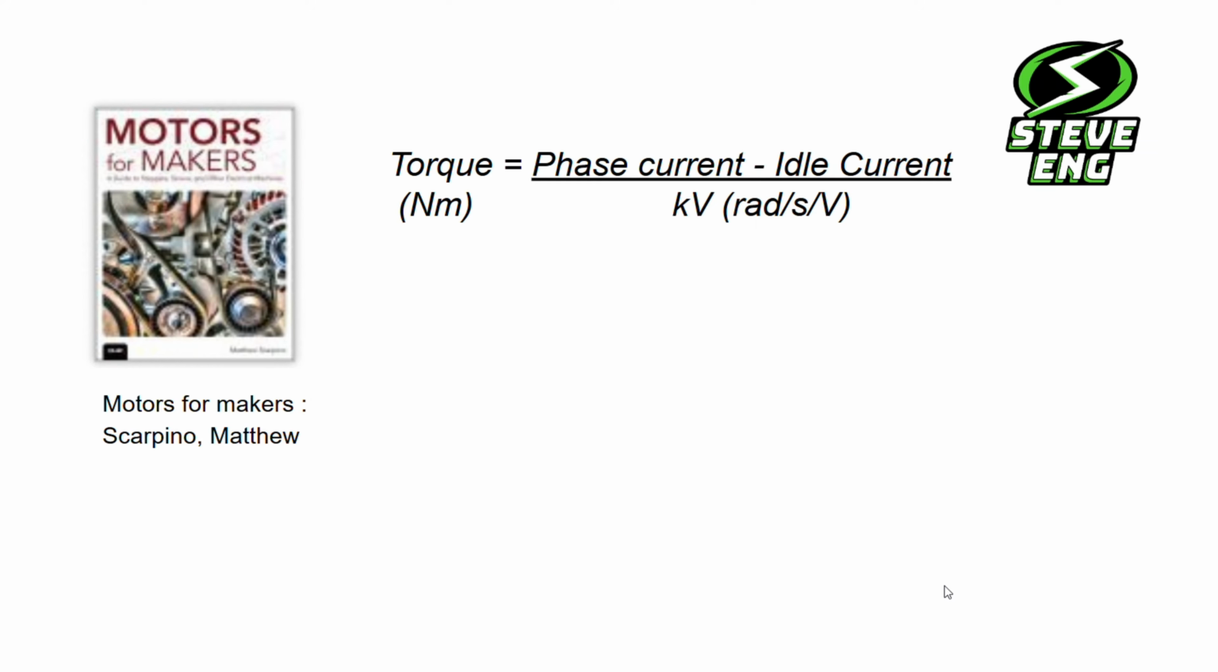Starting with the constant torque region, we're going to calculate the torque with this formula that I got from this book called Motors for Makers. It's simple, which I like, and it's just the phase current, which in our case is 45 amps, minus the idle current, which I've estimated to be 2 amps. It's usually quite low and almost insignificant really, divided by the kV value of the motor in radians per second per volt, so a slightly different unit to what we've used so far, but I'll show how that gets converted now.